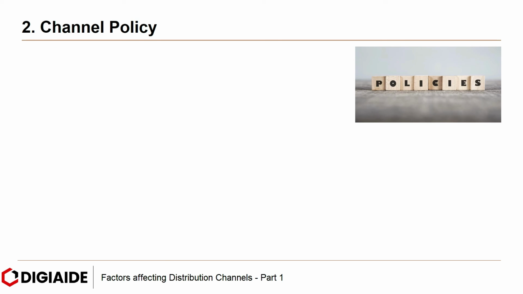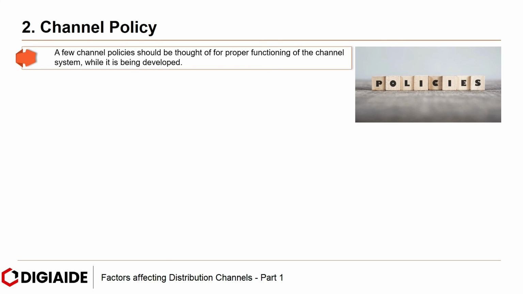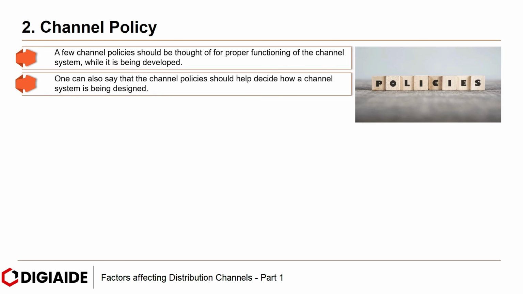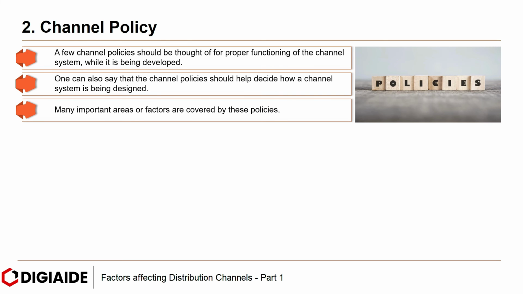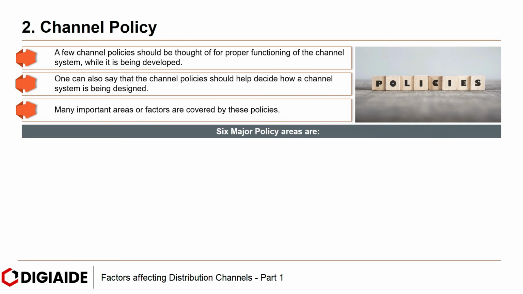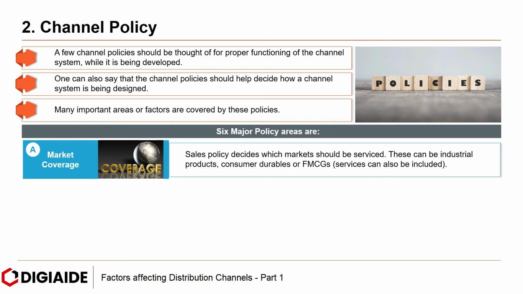Moving on to the second, channel policy. A few channel policies should be thought of for proper functioning of the channel system while it is being developed. One can also say that the channel policies should help decide how a channel system is designed. Many important areas or factors are covered by these policies. The 6 major policy areas are: first, market coverage. Sales policy decides which market should be serviced. These can be industrial products, consumer durables, or FMCGs.